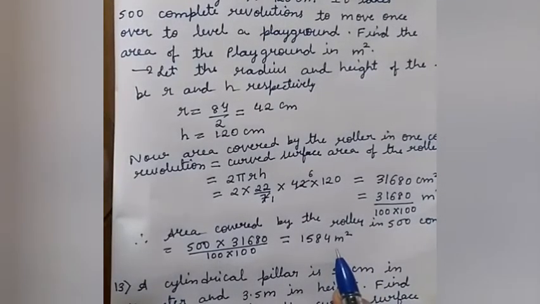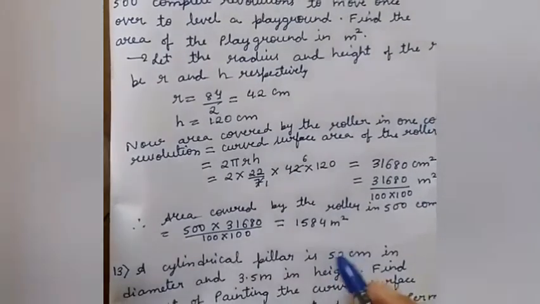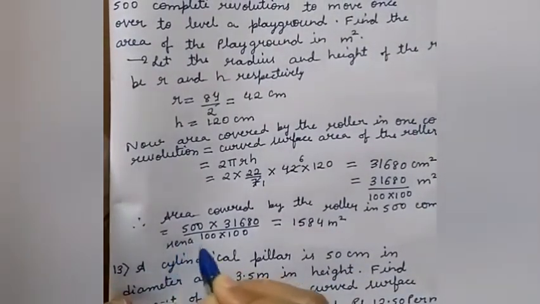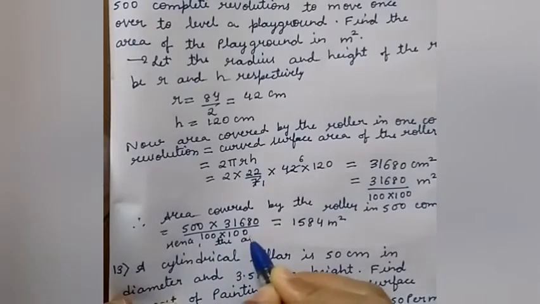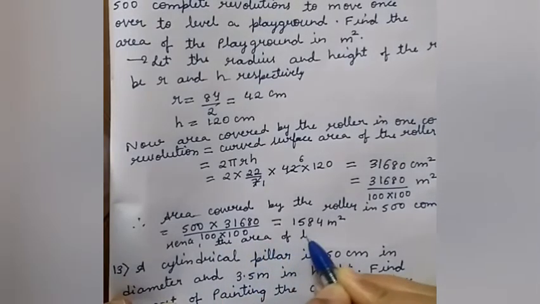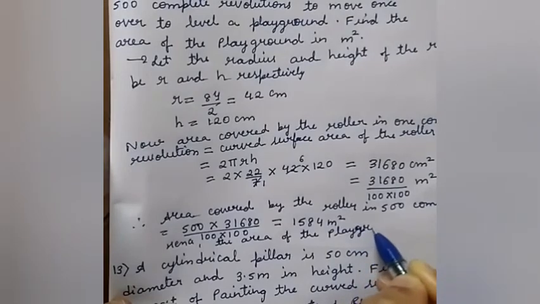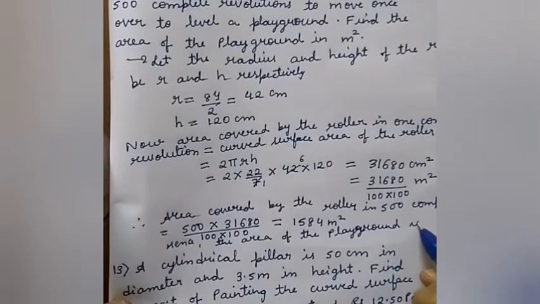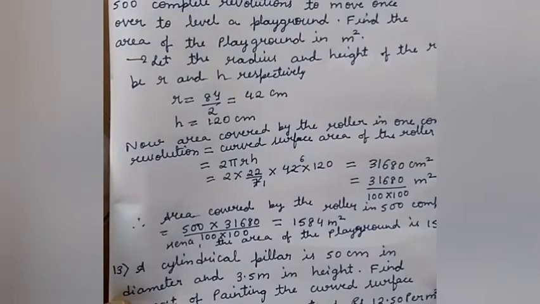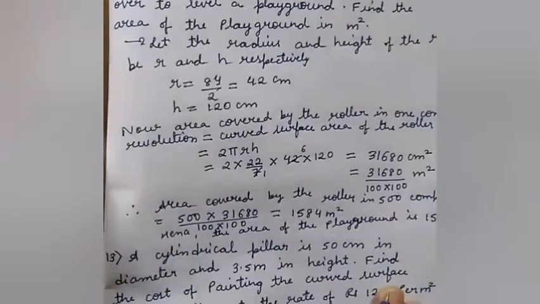So 1,584 meter square is the area. Hence we can conclude that the area of the playground is 1,584 meter square.